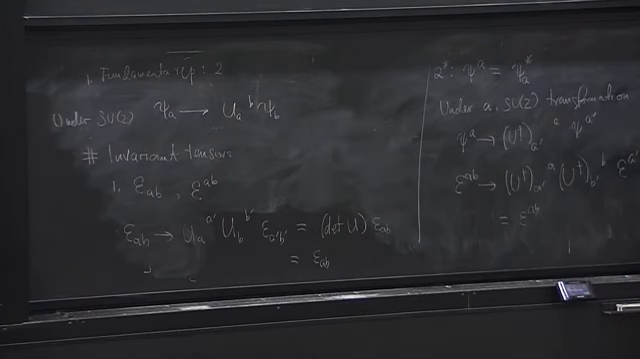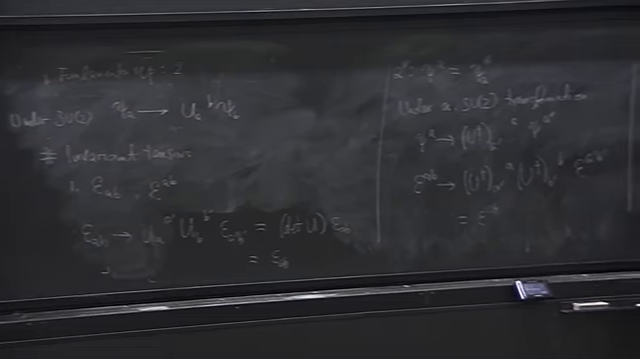And lastly, suppose I give you 2 representations. This is a fundamental, and this is, say, an anti-fundamental. And I say, okay, can you make a singlet out of them? What you would do is contract these 2 things, right? And you can show that if you contract these 2 indices, you'll get a representation of SU2 which is trivial.